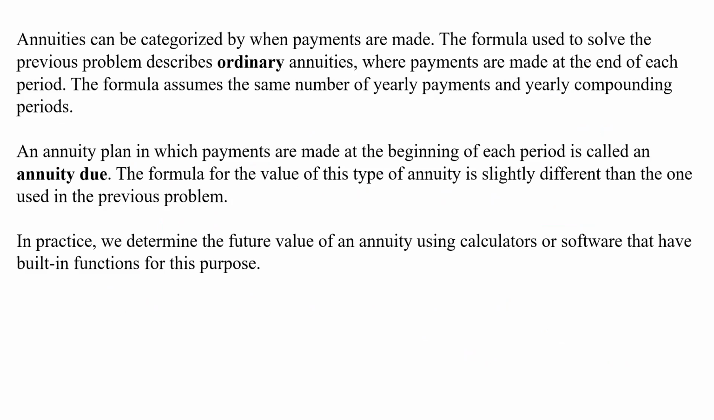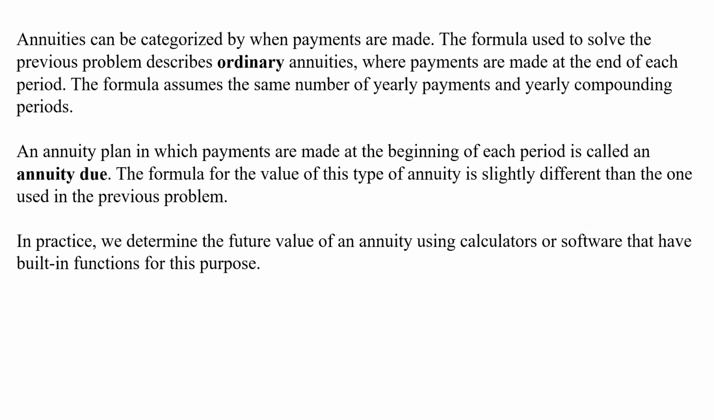So annuities can be categorized by when payments are made. The formula used to solve the previous problem described ordinary annuities, where payments are made at the end of each period. The formula assumes the same number of yearly payments and yearly compounding periods. An annuity plan in which payments are made at the beginning of each period is called an annuity due. The formula for this type of annuity is slightly different than the one used in the previous problem.